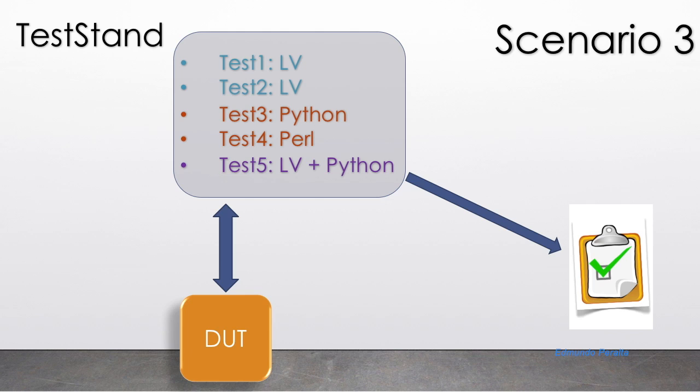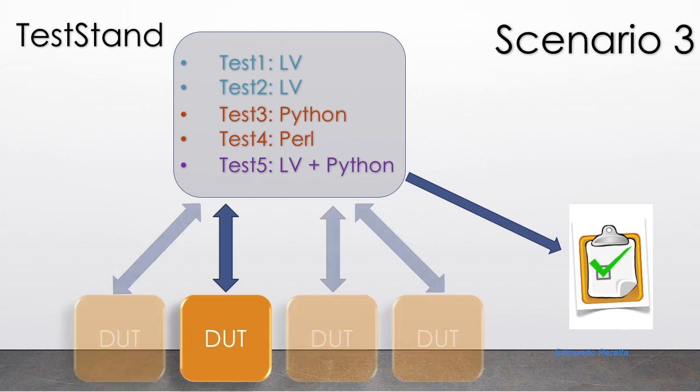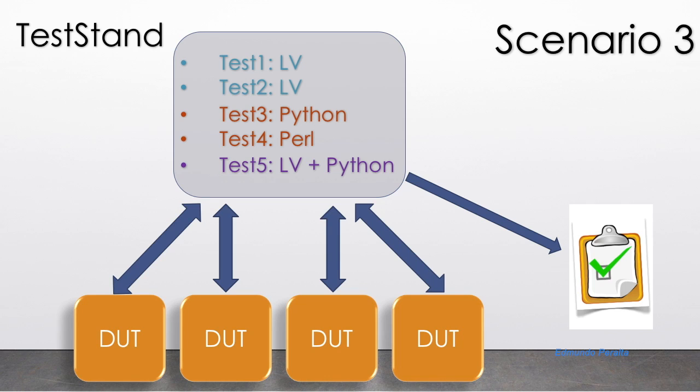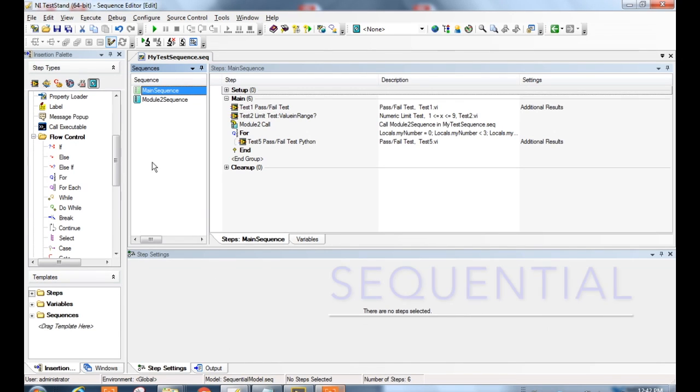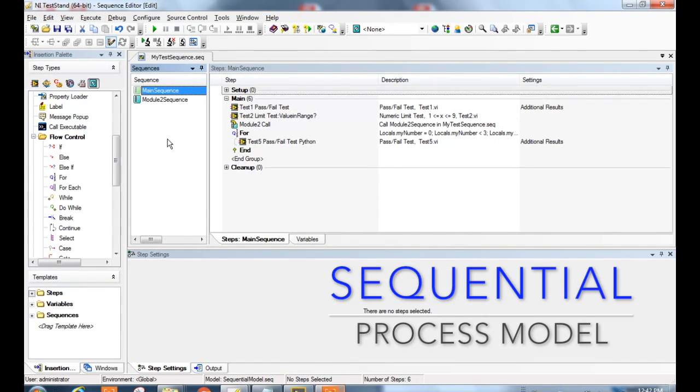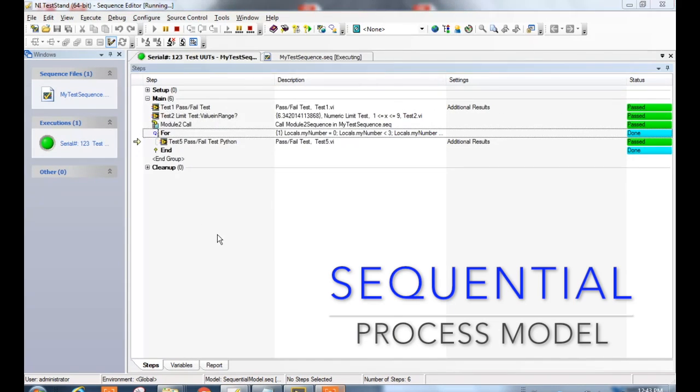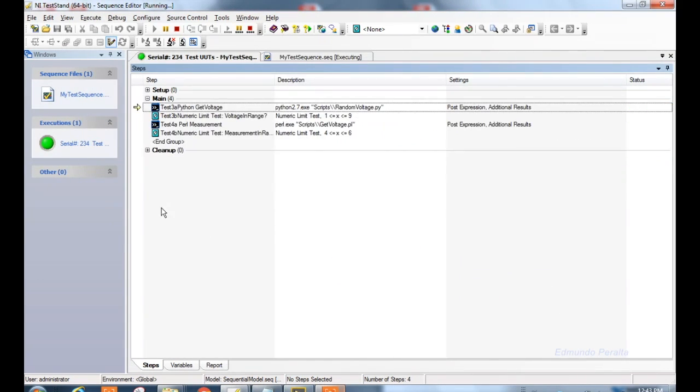And later, you're asked to test multiple units at a time. So for this scenario, you can use the parallel or the batch process model. So let's take a quick view of how it looks running the example that we're going to be doing before we jump into code.